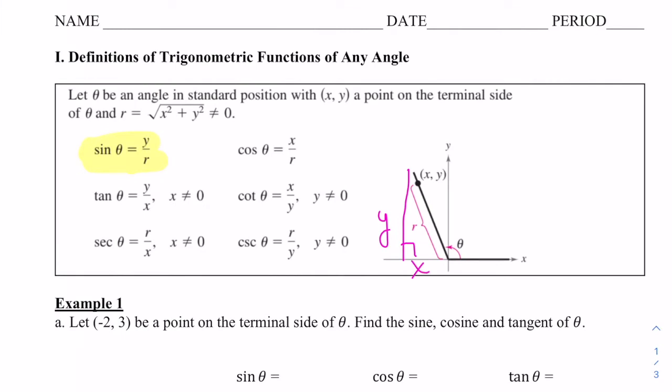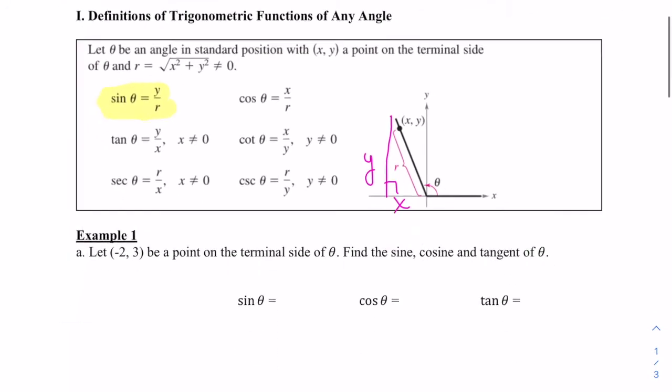And then the rest are all the reciprocal functions. So when we look at cosecant and secant, you can see those reciprocals. And then tangent, again, is going to be the opposite over the adjacent, which is y over x.